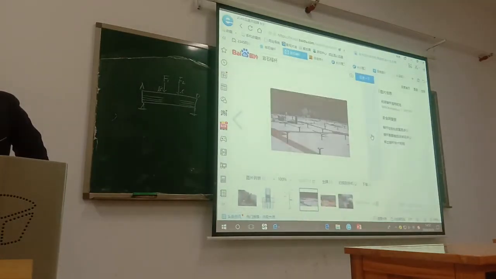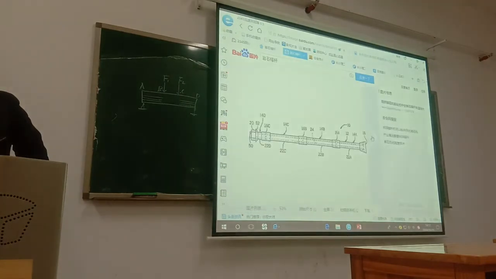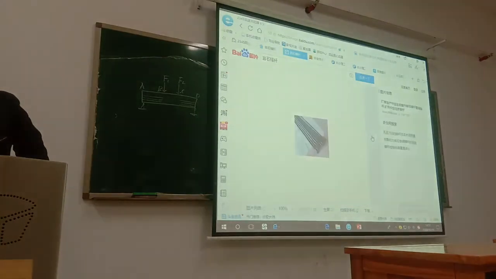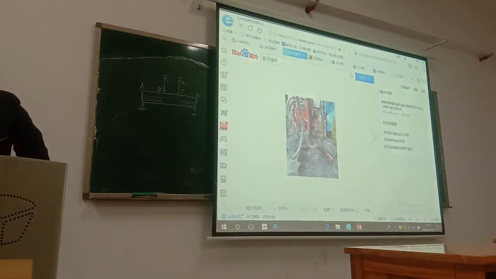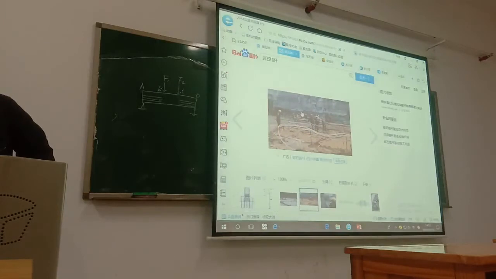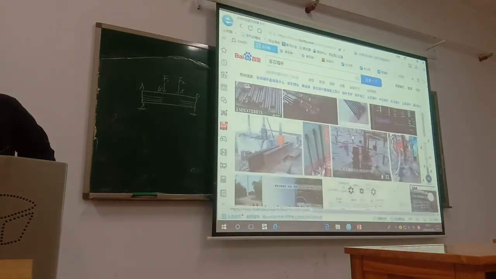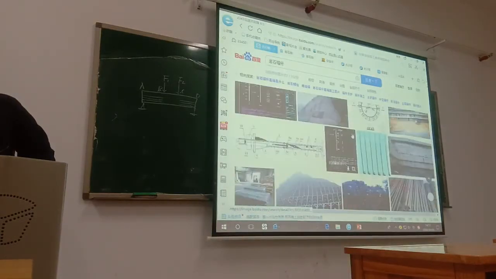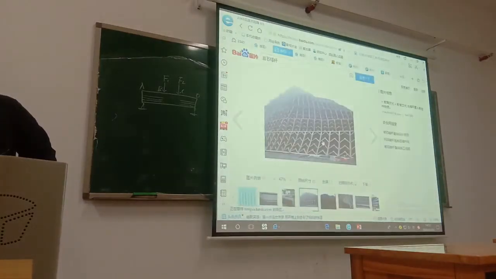Steel bar anchored inside the mountain rocks. Something like this. Where's the figure? On this wall should be some anchor. Just like something like this.